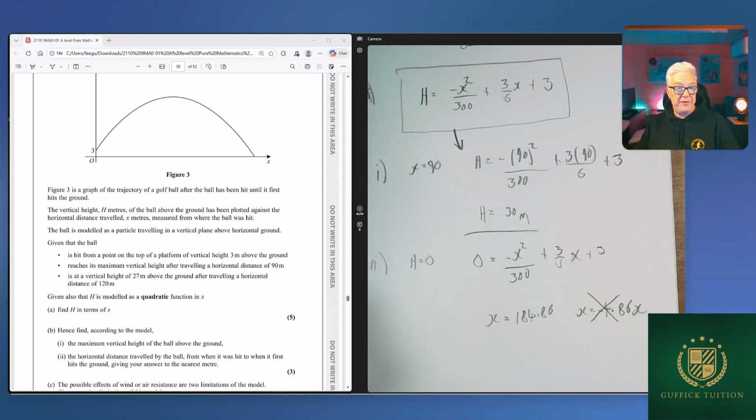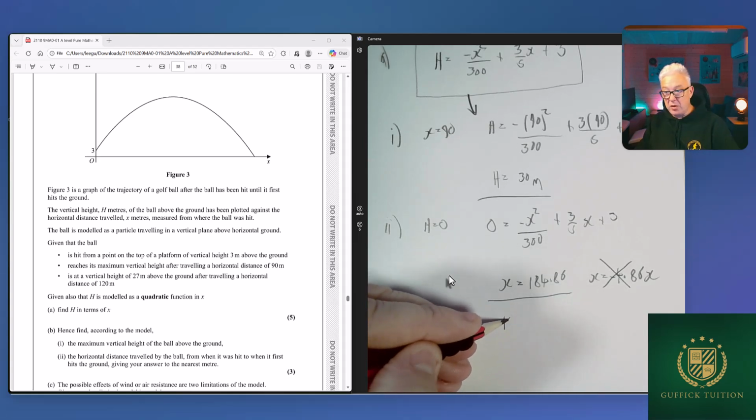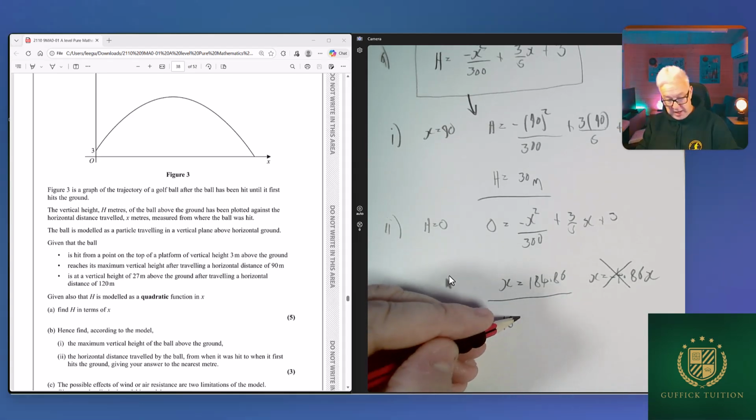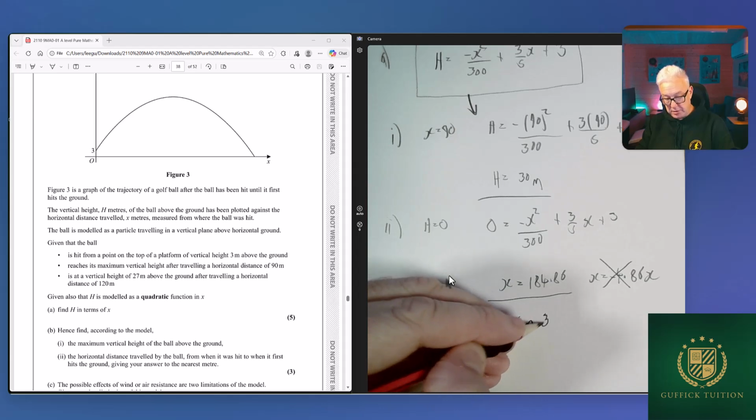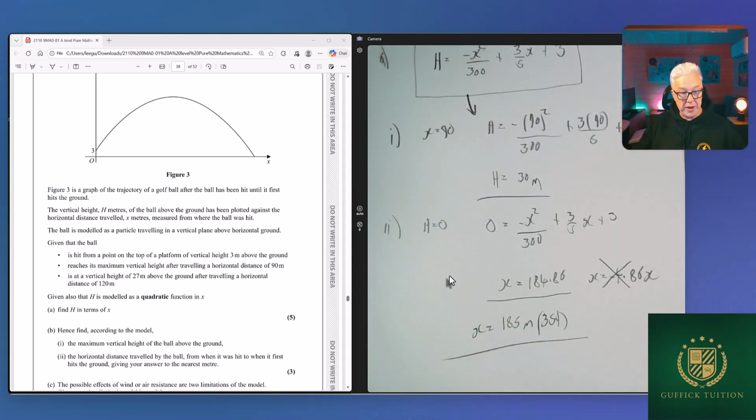Now the minus 4.868 is a theoretical value. That's like if you could go back in time to imagine when the ball was at 0 over here, theoretically it would be at minus 4. So this is the result that we want. Okay, and if we give it to 3 significant figures, that is going to be 185 meters to 3 significant figures. Okay, so that's our answer for that one.